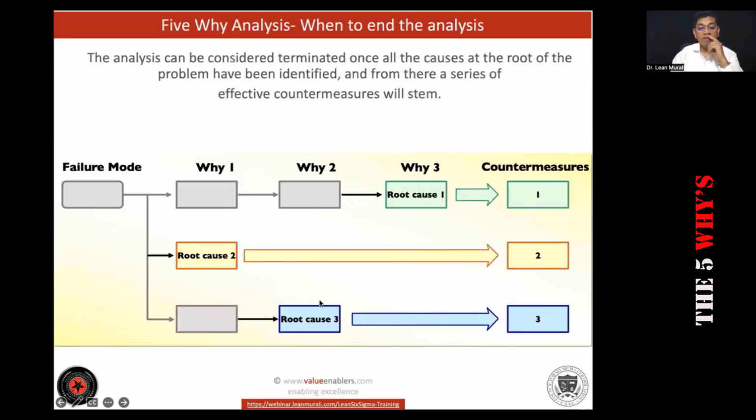You can have a root cause in the second why. Please see here. In the first why, because of this. Why? Because of this. Why? Because in the third why you have got a root cause and a countermeasure. Here, in the first why itself, it can be a root cause. Second root cause. There can be multiple root causes. Please understand, even the tree has got multiple roots. And here the second why can be a root cause. It can have a countermeasure.